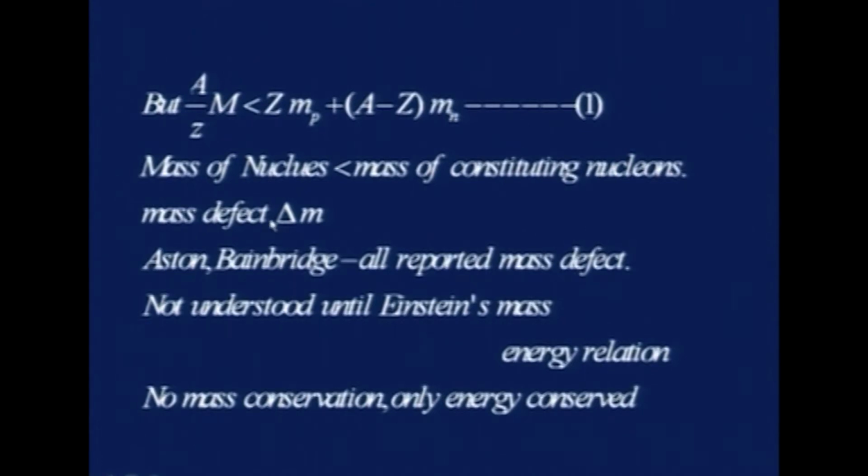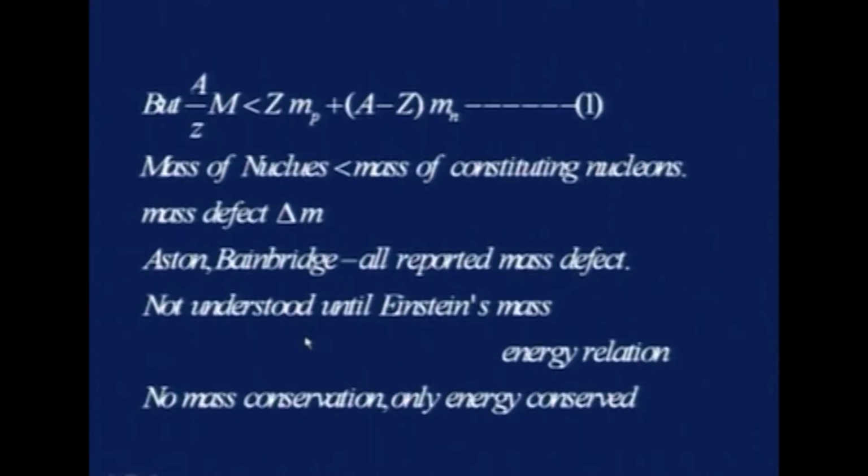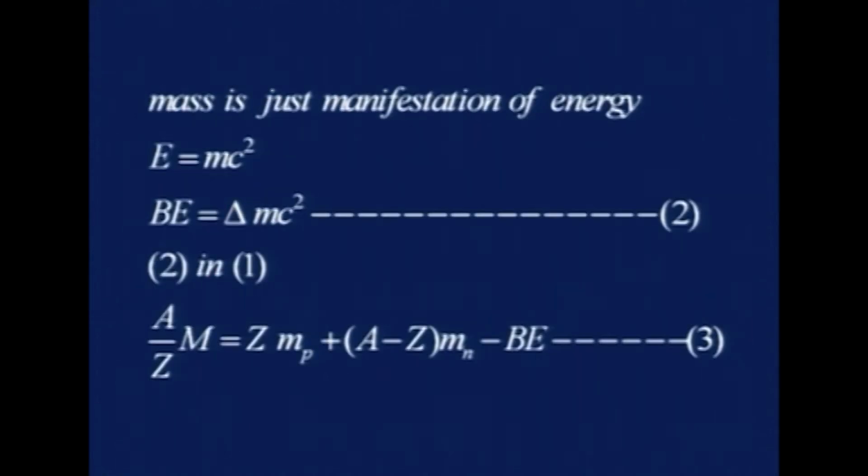Now we have different mass spectrometers like the Aston mass spectrograph and Bainbridge, and all of them reported only the mass defect. So we didn't get the masses that we expect. This was not understood until Einstein's mass-energy relation. Einstein was the first person to tell that mass is not conserved. Mass can appear as energy, or energy can appear as mass. So there is no mass conservation, only energy is conserved. Therefore, mass is just a manifestation of energy.